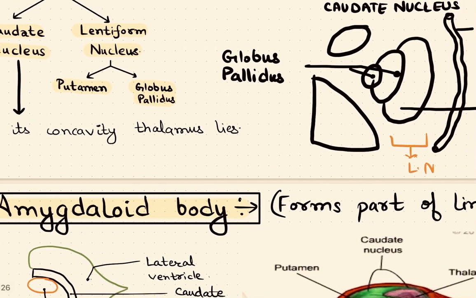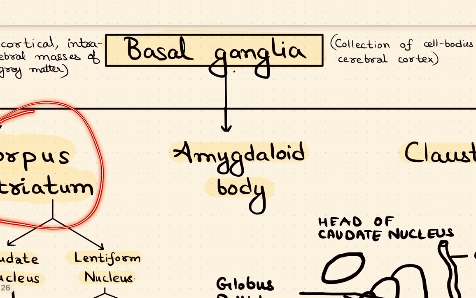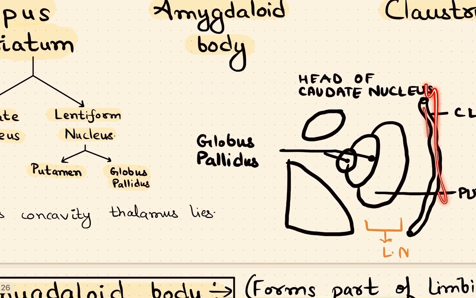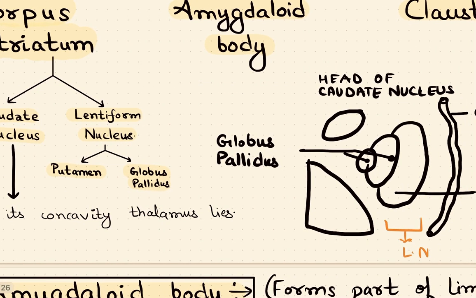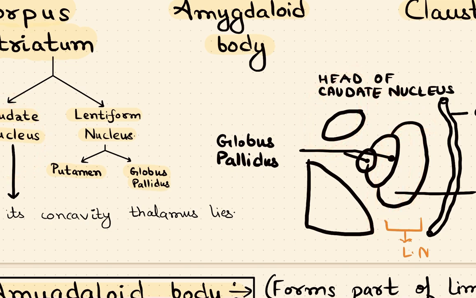Okay, so what I said, basal ganglia has three parts: corpus striatum, amygdaloid body and claustrum. This is the claustrum. Corpus striatum is further divided into caudate nucleus, this is the caudate nucleus, and lentiform nucleus. Lentiform nucleus is further divided into lateral putamen and medial globus pallidus.